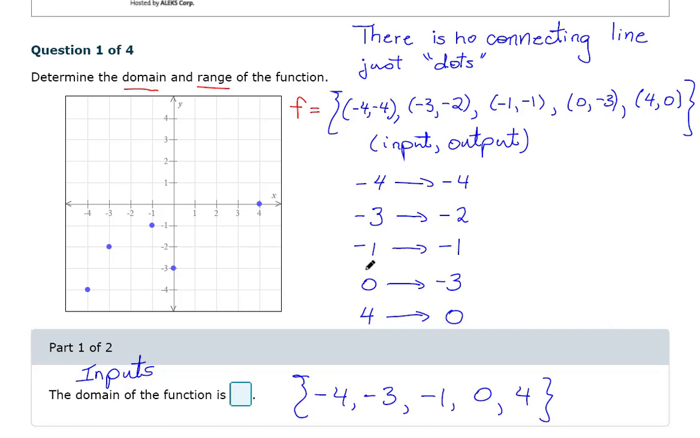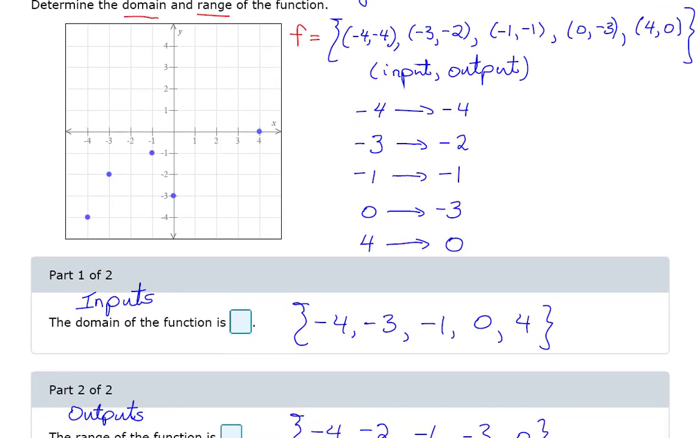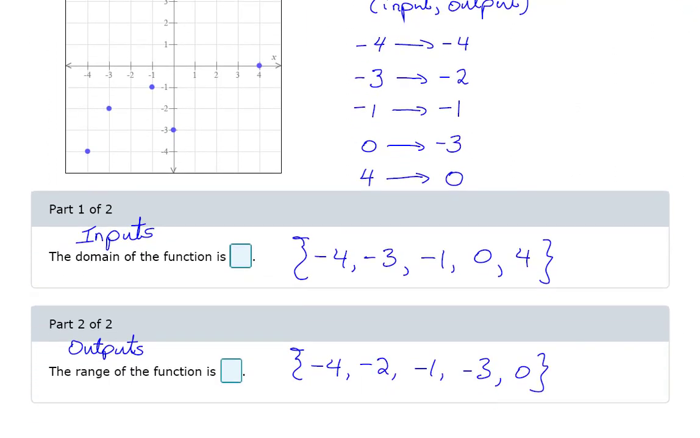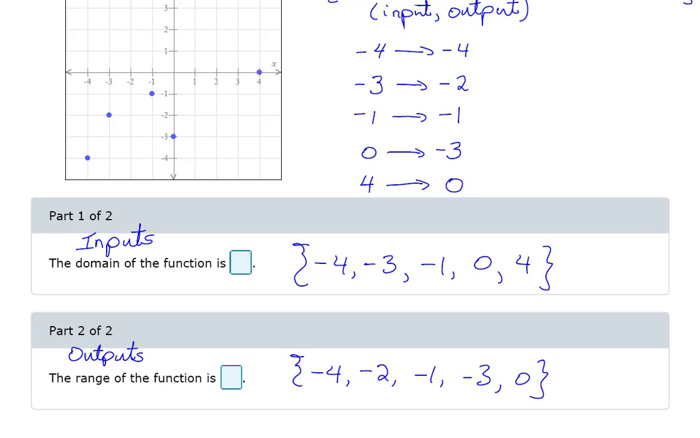Well, the domain is the collection of inputs. Alright, so let's look here. The inputs are simply the numbers -4, -3, -1, 0, and 4. So just those single numbers. There's no interval here to worry about. The range is the collection of outputs. Alright, and so the range is the collection of those outputs, which is just those 5 numbers.